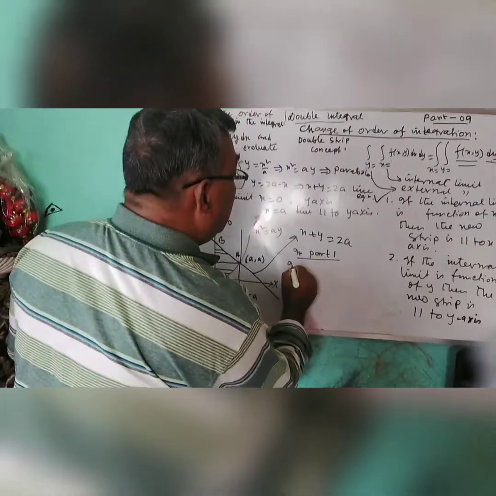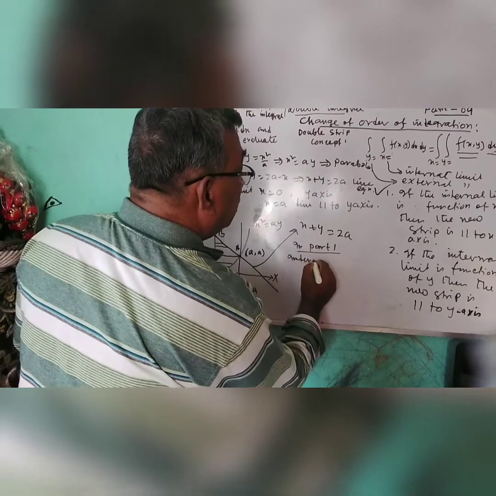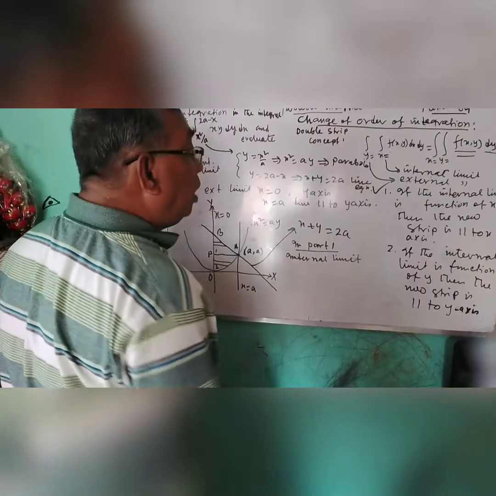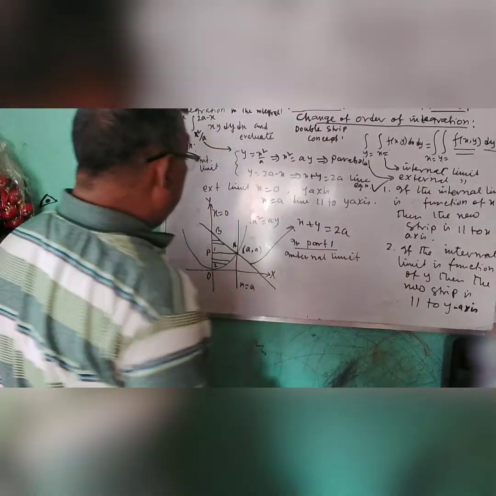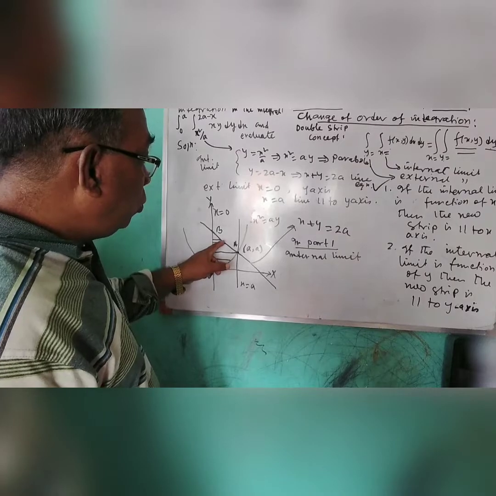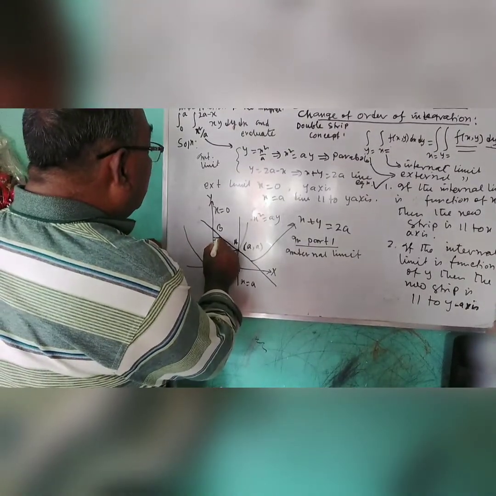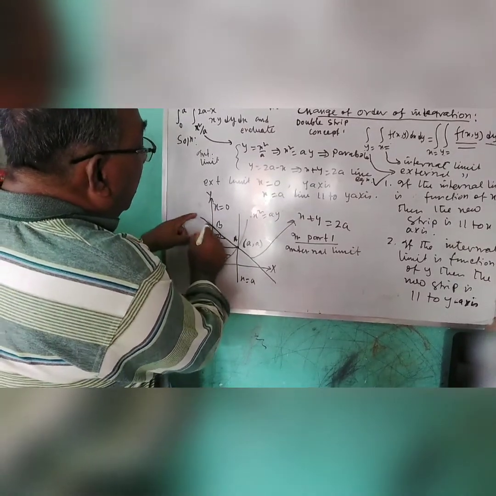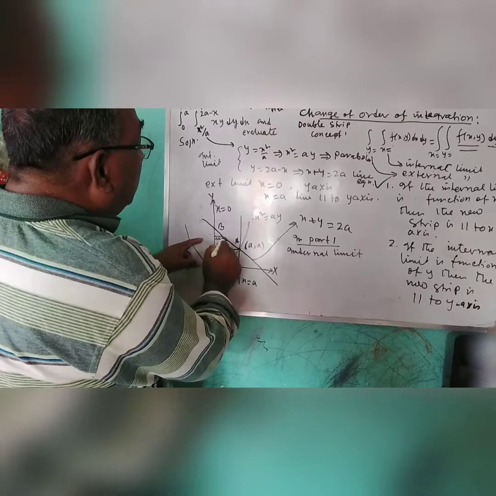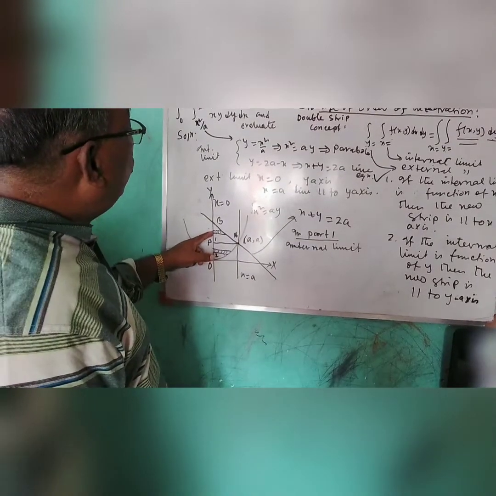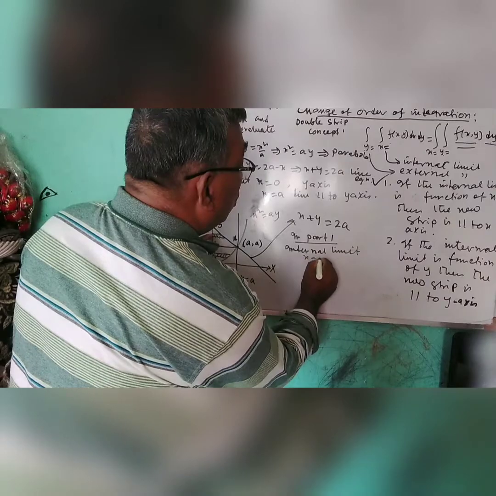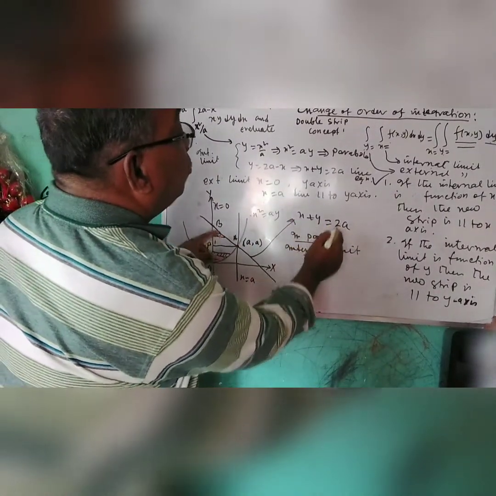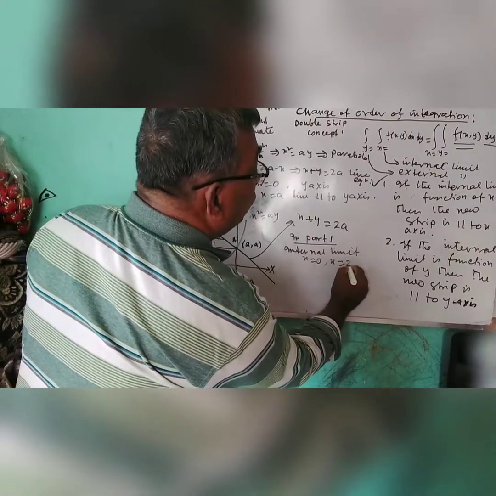what will be the internal limit? The strip meets this line and this line. This will be the lower limit, and this will be the upper limit. At this point, the lower limit is x equal to 0. At this point, it is the line x equal to 2a minus y.